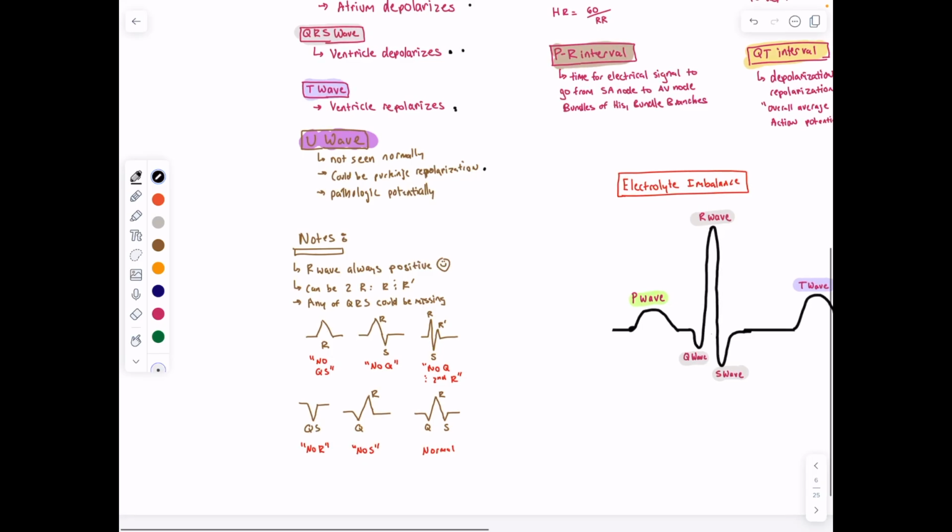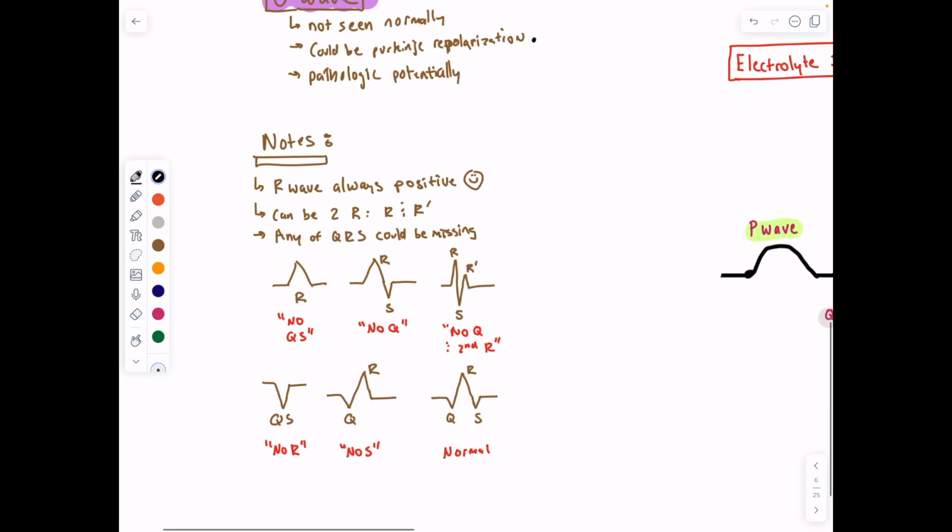What if we had a weird-looking ECG? Well, we can have a second R wave, which we call R prime. It's important to know that the R wave is always going to be positive. You can have any one of Q, R, or S be missing. So these are a couple of examples. When my team was practicing during the practice session, we had an example that was missing the Q wave, and we were like, was that a mistake? No, you can have ECGs without them. So here's an example of each one of them essentially missing something, with the normal one being right here.